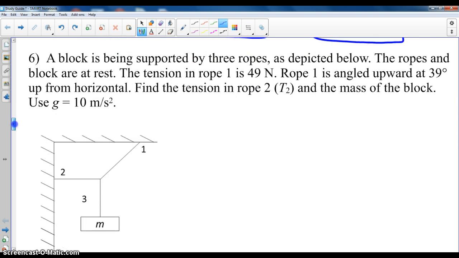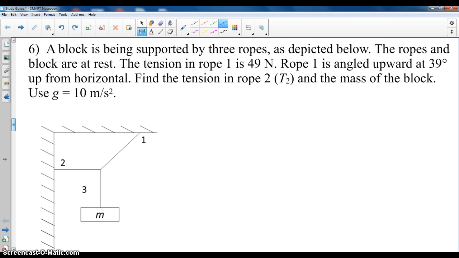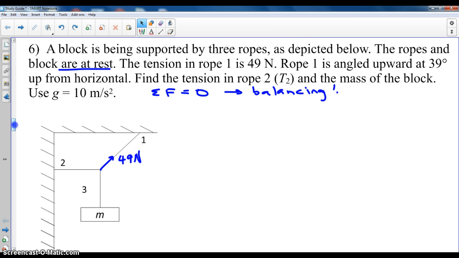Alright, next one. A block is being supported by three ropes depicted below. The ropes and the block are at rest, and they remain that way. We can clearly see they're going to remain that way. Nothing is changing their motion. So the total force is 0, forces balance. The tension in rope 1 is 49 newtons. Rope 1's ends have been stretched, so tension pulls those ends back toward the middle with 49. Rope 1 is angled at 39 degrees. That'll be important. Up from horizontal, like I've shown. Find the tension in rope 2.